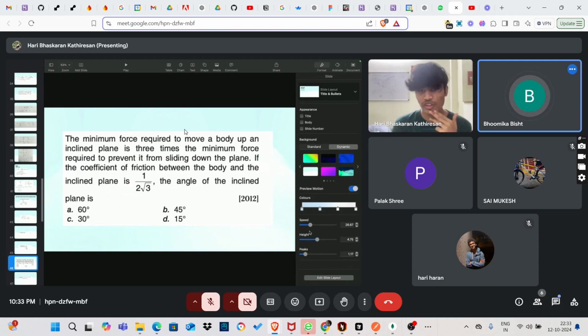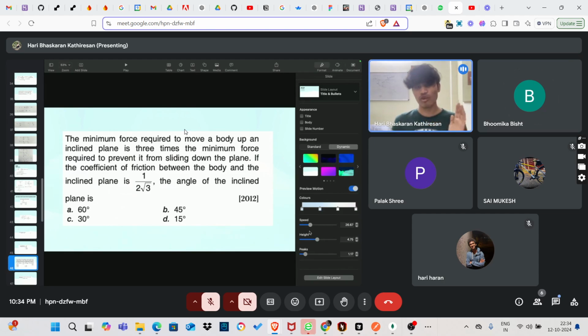In this free body diagram, you need to find the direction of friction in the first case and the second case. Is it the same or the opposite? What do you think? In the first case, it will be opposite. In the first case, we're moving the body upwards, right? So what is the direction of friction? Is it upwards or downwards?